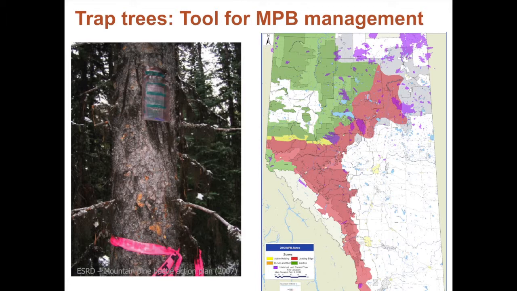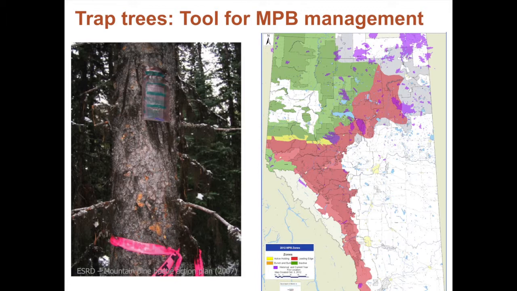In Alberta, as I said, they're using these trap trees, especially in this leading edge zone, and they use it for detection. And they use 3 trap trees spaced 45 meters apart in a triangle, and they have these placed throughout here. But again, it's not really known whether this is the most efficient configuration of trap trees.